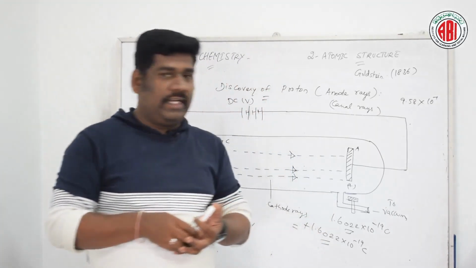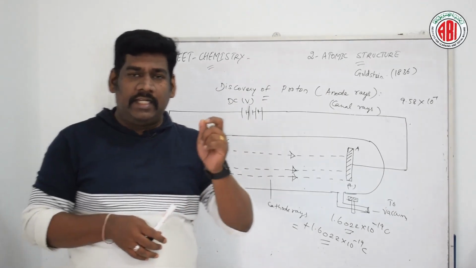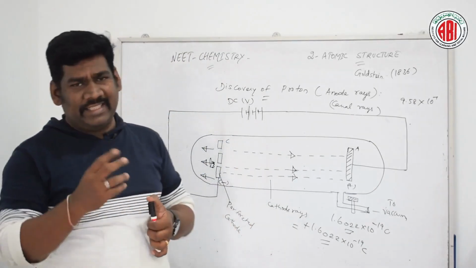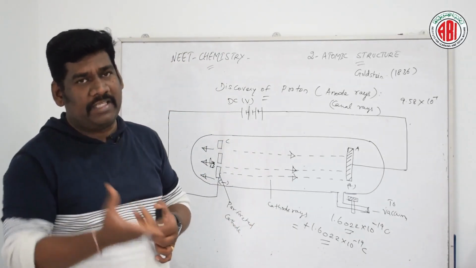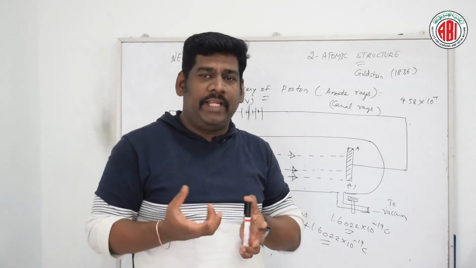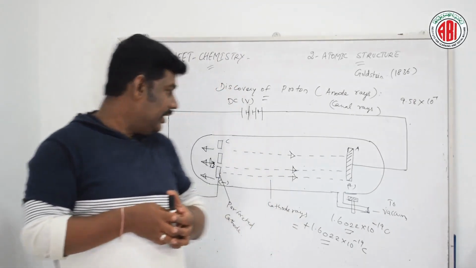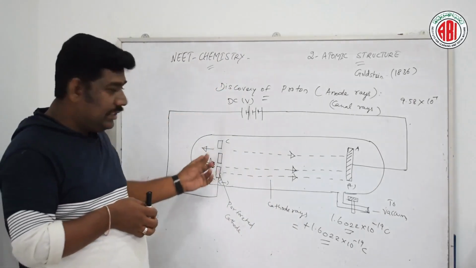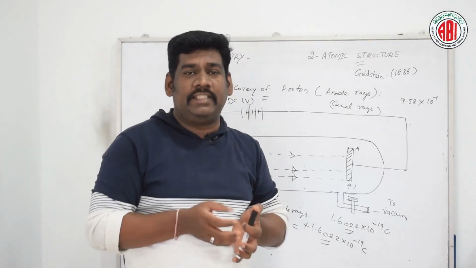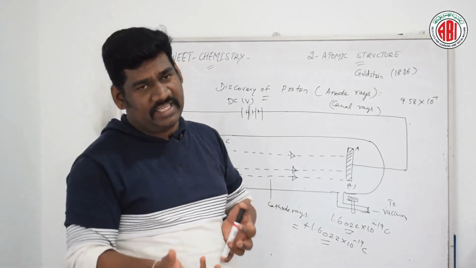For example, these rays are attracted towards the negative plate in an electric field, since they consist of positively charged particles. Because they are positively charged, they are attracted towards the negative plate of the electric field. So this property is also similar to the cathode rays, but the deflection of these anode rays falls in the opposite direction.